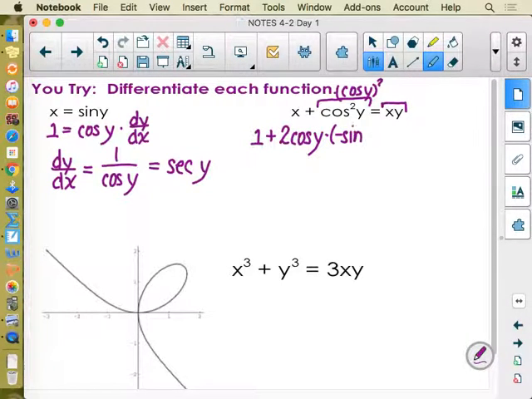negative sine y, and then after that you have to think about the fact that y is still not something whose derivative we know, so we need dy dx for that last embedded function. On the other side, we need to think about product rule a little bit.